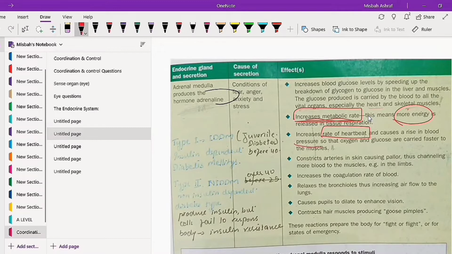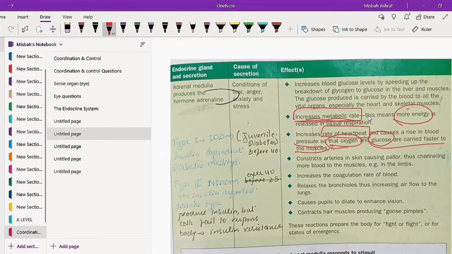blood pressure, right? And so more oxygen and glucose are carried faster to the muscles, as they have to respire very quickly. They have to produce more energy, which is required for the movement, right? And for producing more energy, more respiration should occur, and respiration occurs in the presence of oxygen and glucose. And how are oxygen and glucose provided to the cell? This is provided by the heart beating faster, right?